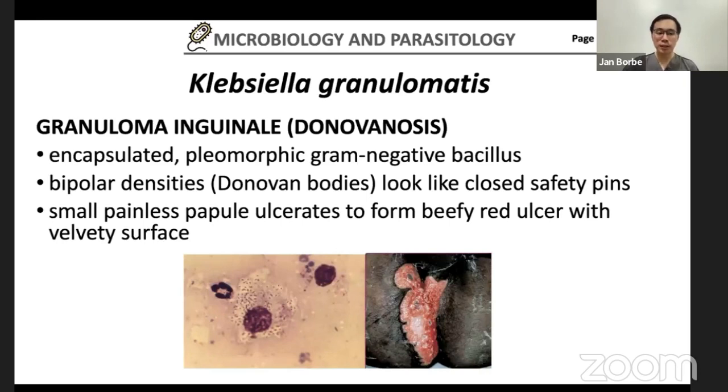Si Klebsiella granulomatis naman, new name na yan. Baka familiar tayo dun sa old name, no? Calymmatobacterium granulomatis. This is associated with the beefy red ulcers of donovanosis. Okay? So, minsan malilito din tayo dun sa characteristic ng ulcer. Recap. Hard chancre, hard ulcer, na parang cartilaginous in consistency, you think of syphilis. Soft chancre, na painful, you think of H. ducreyi, di ba? Beefy red ulcer, mukhang samgyup, no? So, donovanosis, itong nasa picture natin.